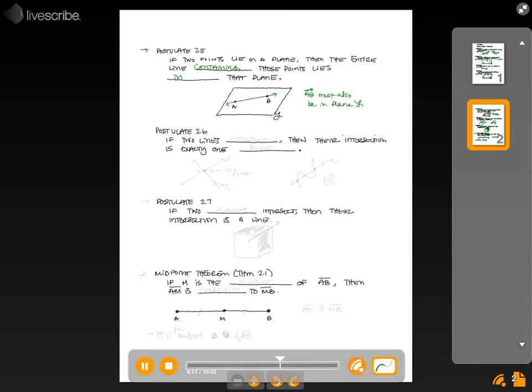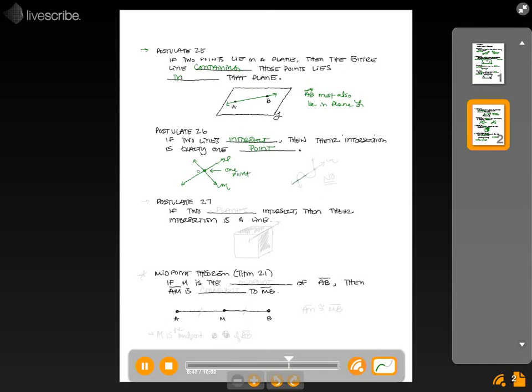Postulate 2.6 says, if 2 lines intersect, then their intersection is exactly 1 point. Okay, if 2 lines intersect, then their intersection is exactly 1 point. So let's draw 2 lines. We're going to draw them so that they intersect. Let's make this line L and this line M. Notice they meet right there. Okay, 1 point. We're going to make that point O.